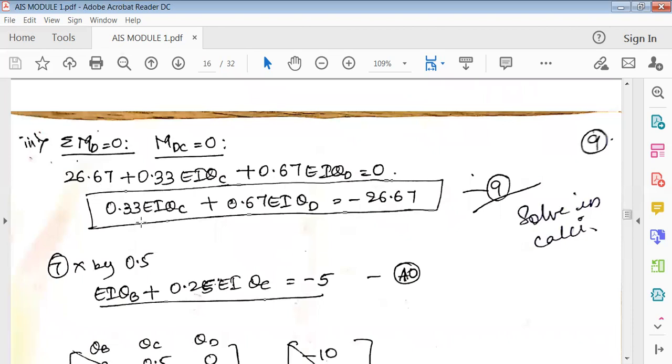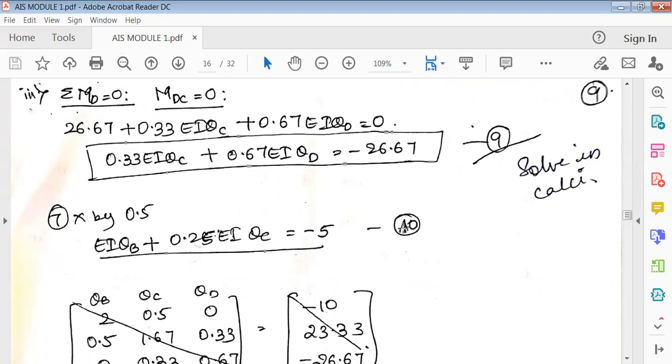Okay, now see here, A3 according to us is the theta B value, but we don't have theta B here. So what we'll do here, A3 is 0. Next, second term is theta C. So B3 is 0.33 and C3 is 0.67 and D3 is minus 26.67. So we got all three equations, then press equal to.